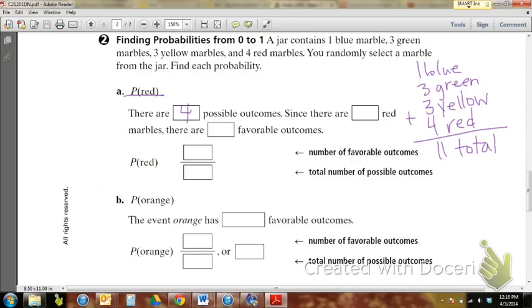Well, there are 11 possible outcomes and 4 red. So there's 4 favorable outcomes. So favorable, what I want is 4 out of the total, which is 11. So the probability of getting a red is 4 out of 11. Let's do orange. Is orange listed anywhere in our colors? No. So there are 0 outcomes. So the probability of orange is 0 out of 11 or just 0. Can't pick an orange. So moving on to the last part here.